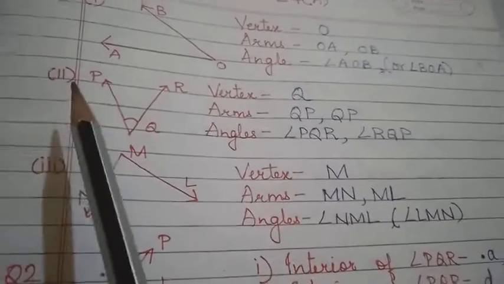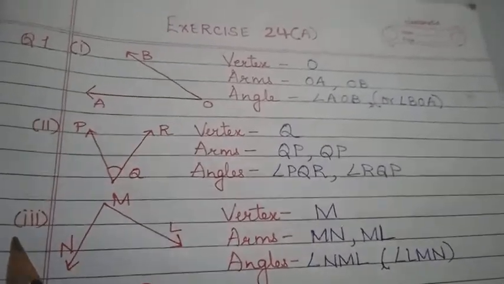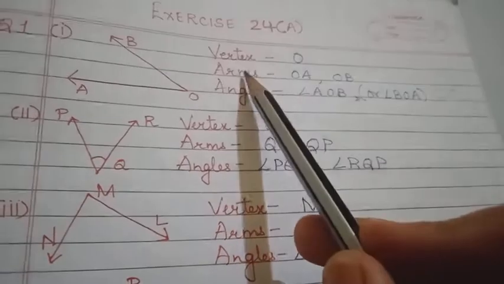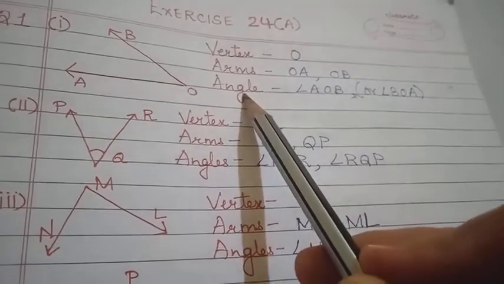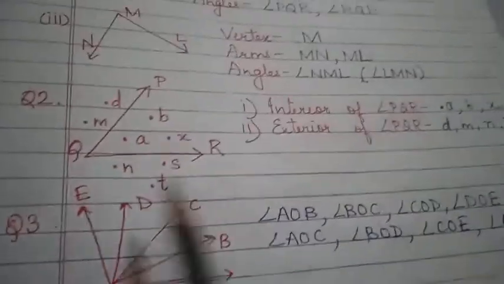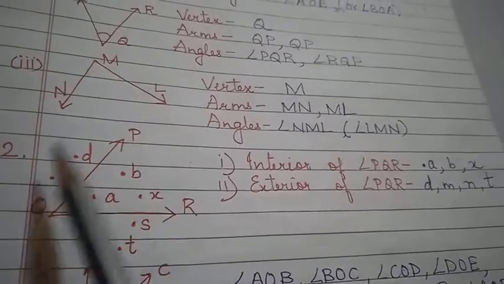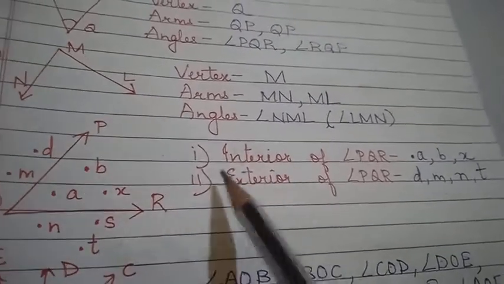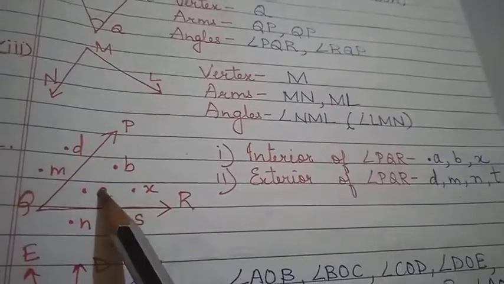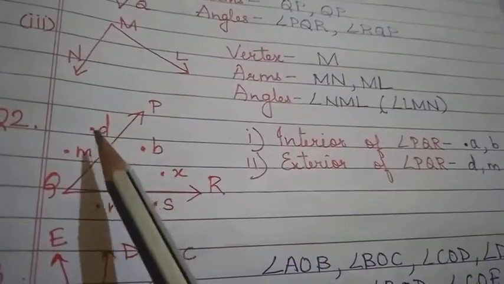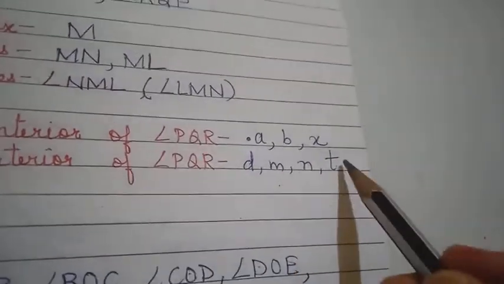Okay. So question number 2nd and 3rd are homework. You have to just write name of the vertex, names of the arms and names of the angles. Right? Now, question number 2. Write the interior of angle PQR and exterior points on the angle PQR. So, interior of angle PQR you can see A, B, X. Why? Because they are interior, and exterior are D, M, N, S, T. Alright. So, these are interior and these are exterior.